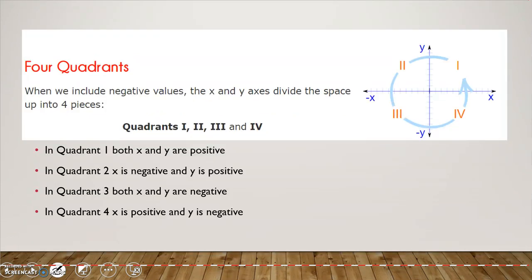Our graph is broken up into 4 quadrants. So quadrant 1 is when both x and y are positive. Quadrant 2 is when x is negative but y is positive. Quadrant 3, both x and y are negative, and in quadrant 4, x is positive but y is negative. You can see by the diagram at the top right the labelling of those quadrants.